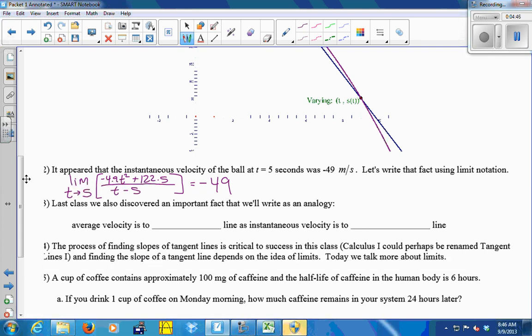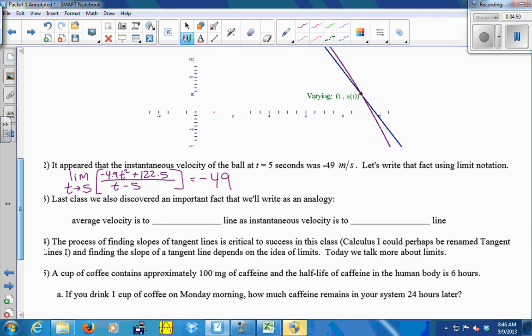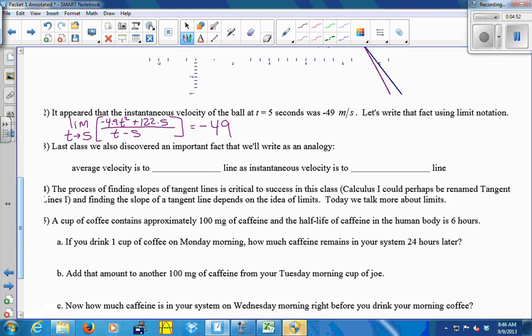In class, we discovered this important fact we're going to write as an analogy. So average velocity is to blank line as instantaneous velocity is to blank line. How do I fill in the blanks? Secant and tangent. Good. The slope of a secant line tells you the average velocity between 2 points, and the slope of a tangent line gives you the instantaneous velocity at a single point.